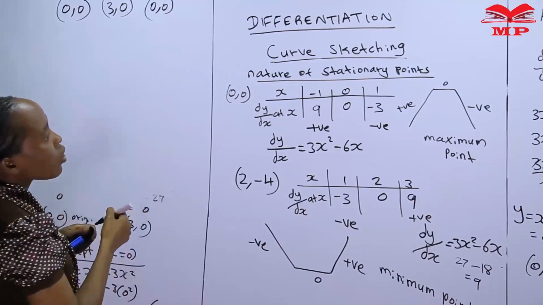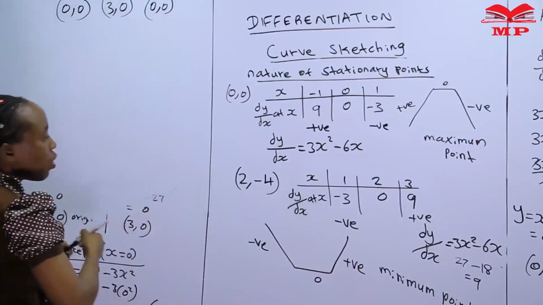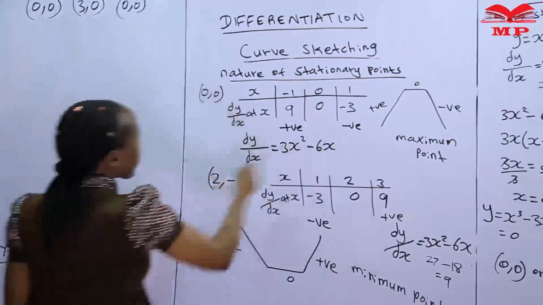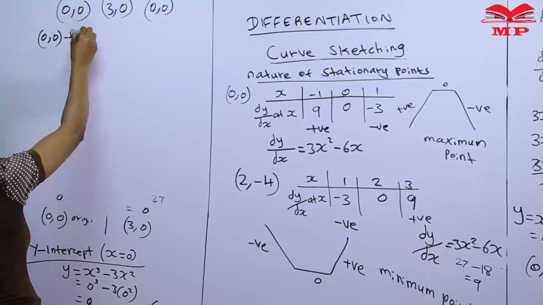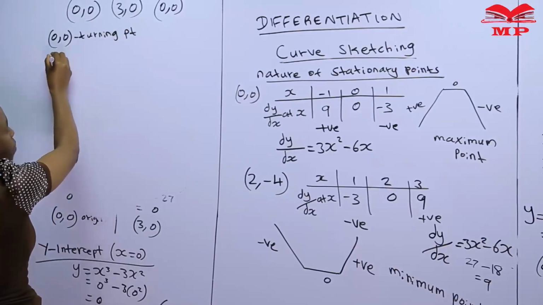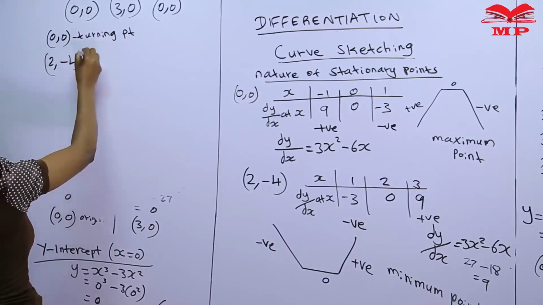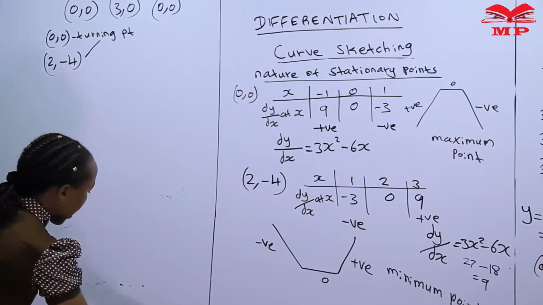Then we have the stationary points. The first one is the point 0, 0, which is a maximum point, and it is a turning point. And then again we have another turning point, 2, negative 4. This is another turning point. So we need to come now and sketch the curve.